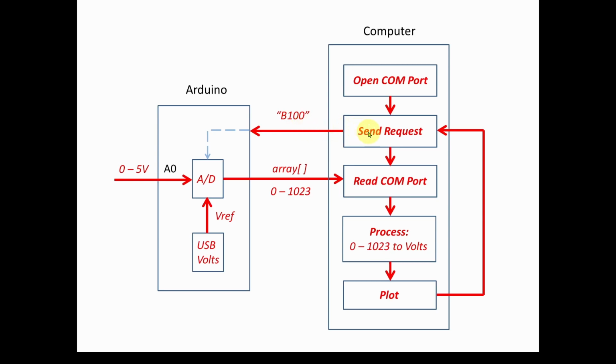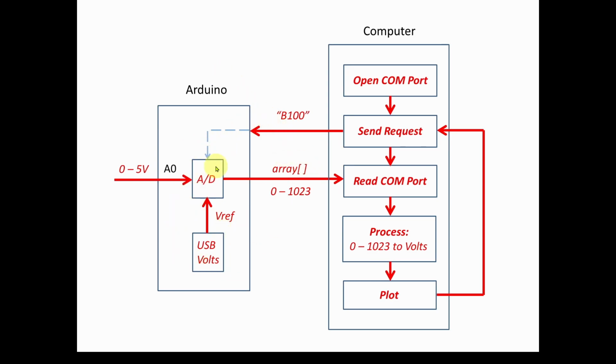So we're going to send a request, and in our case, it's going to be a simple string of B100 that says, send me a burst of data, and I want 100 samples. So we're going to send that string. The Arduino is going to read the string, and it's going to do 100 samples that get values from 0 to 1023 from the analog to digital converter.